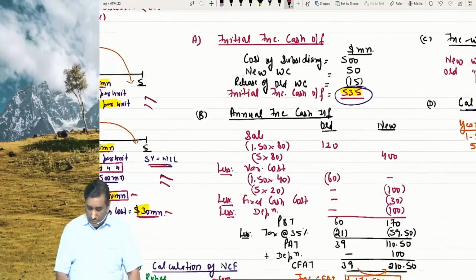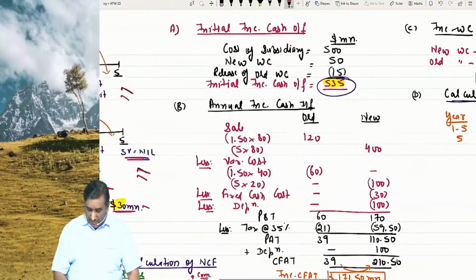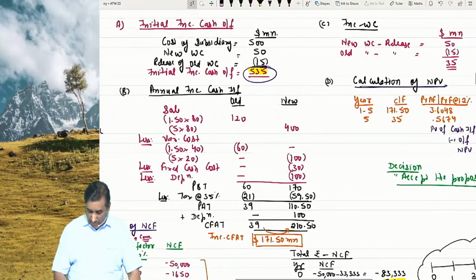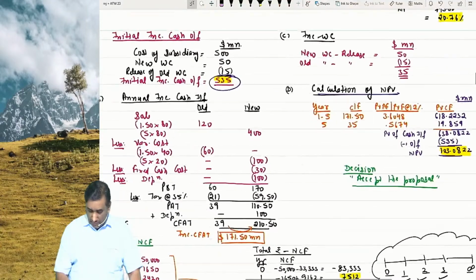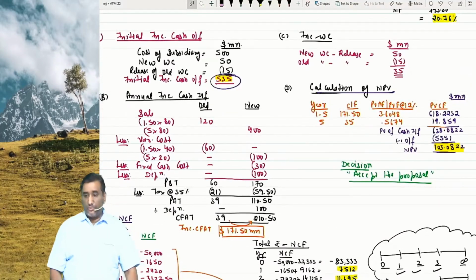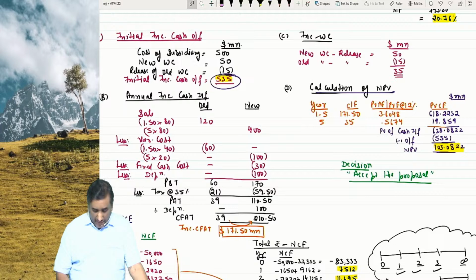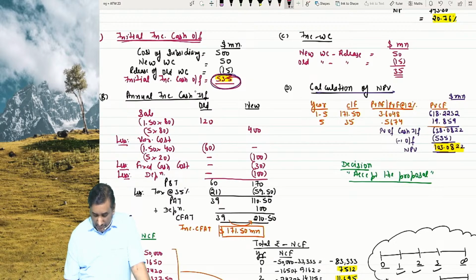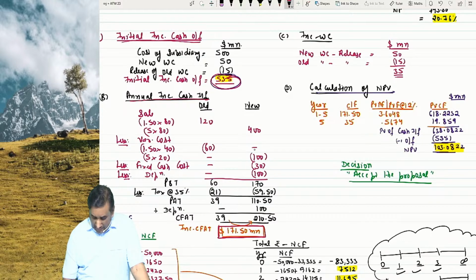So look at the data I have. If I show you my data points, I'll show you in full screen. Look at the data points please. In period 0, on the left side, initial incremental cash outflow is 535. Annual incremental cash inflow, I have taken the full figures here. You have taken it manually and calculated the same, I think. The old was 39 and the new was 210.5. The difference of them is 171.5.